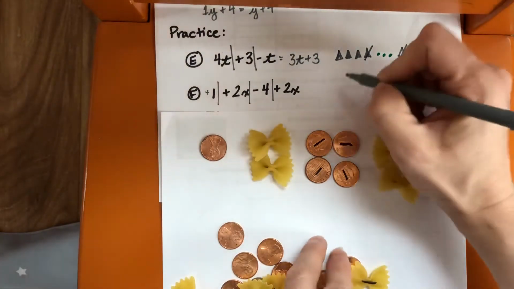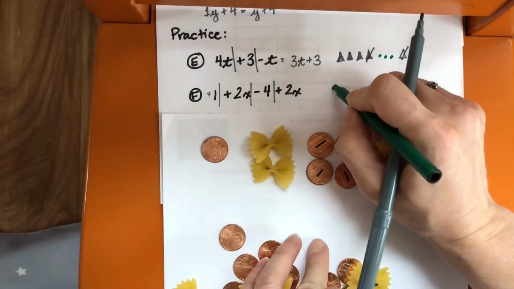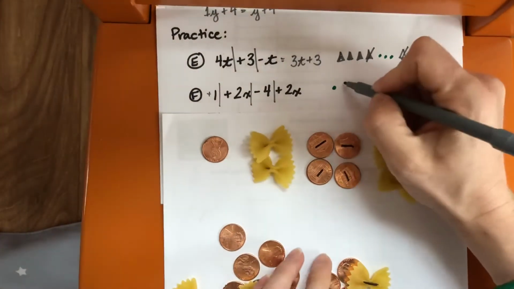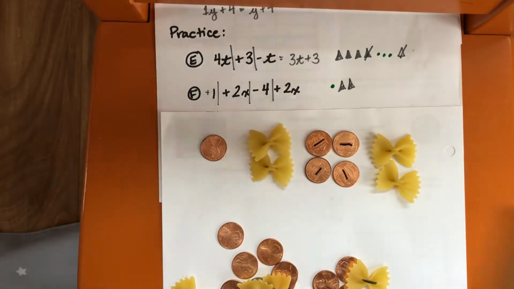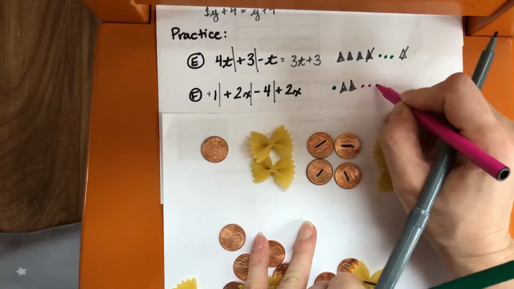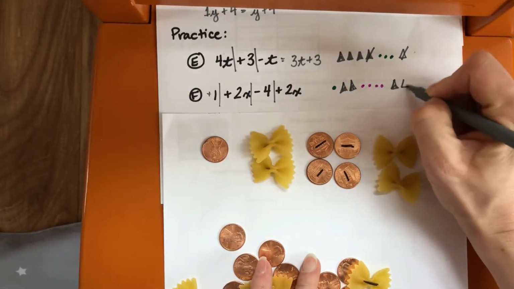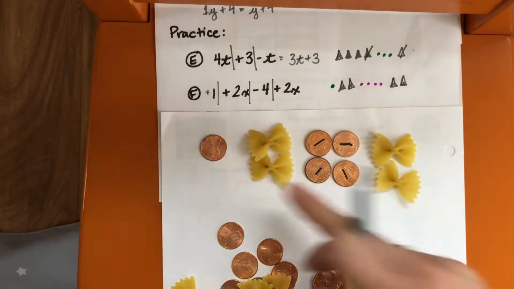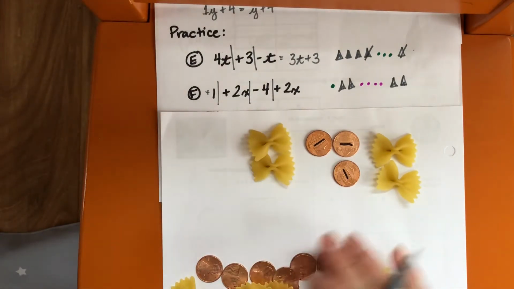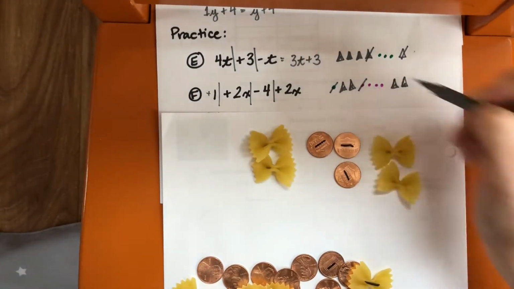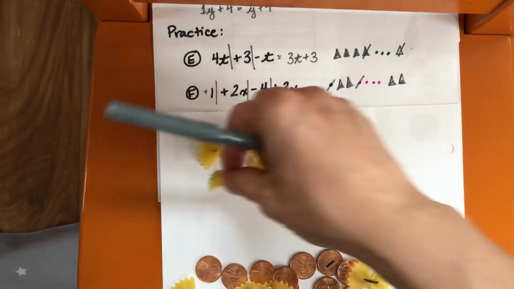So I'm going to draw it out. 1, and 2x, and negative 4, and 2x. I'm going to make a 0 pair with those and remove them. Cancel out a pair of them. And then I'm just going to move these over so they're all together.